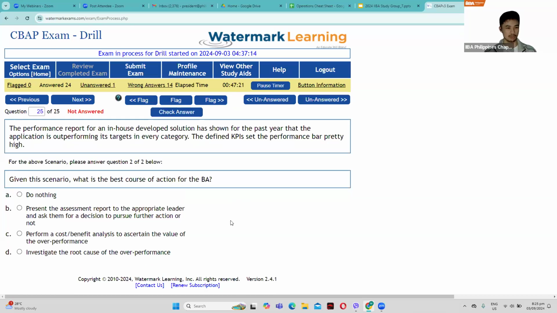Okay, so given the scenario, what is the best course of action for the BA? A, do nothing. B, present the assessment report to the appropriate leader and ask them for a decision to pursue further action or not. C, perform a cost-benefit analysis to ascertain the value of the overperformance. D, investigate the root cause of the overperformance.